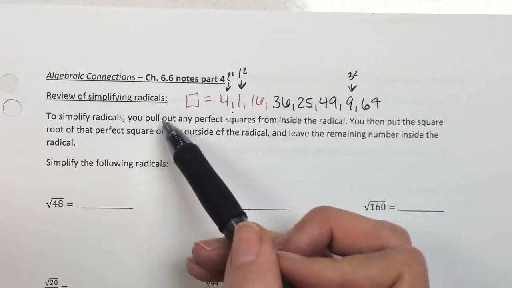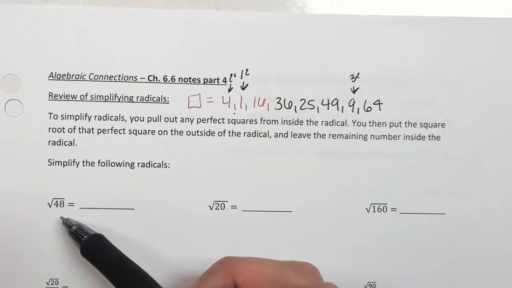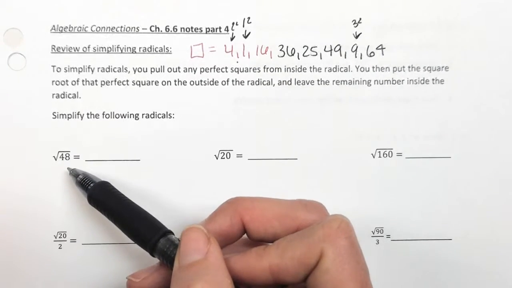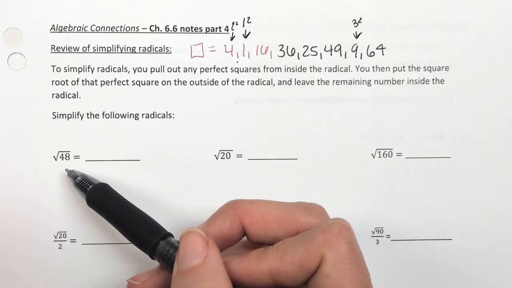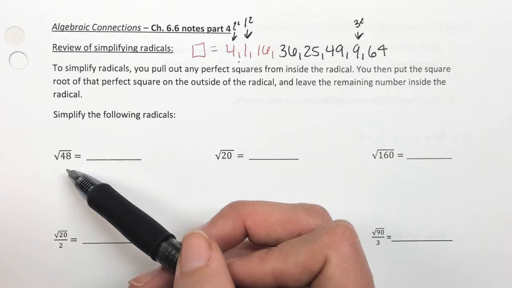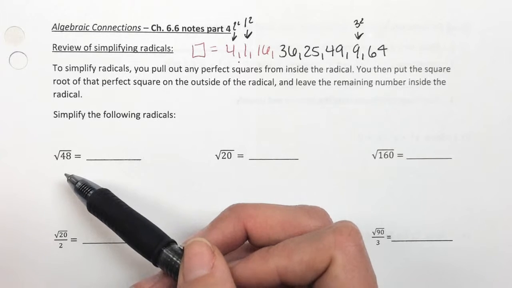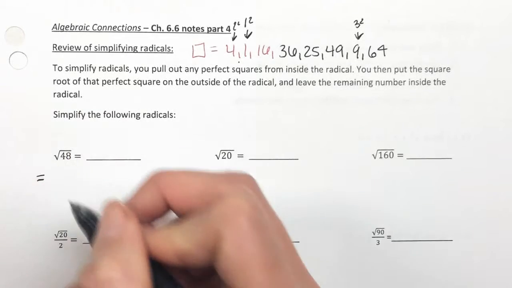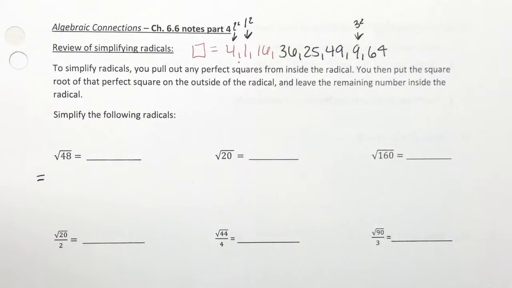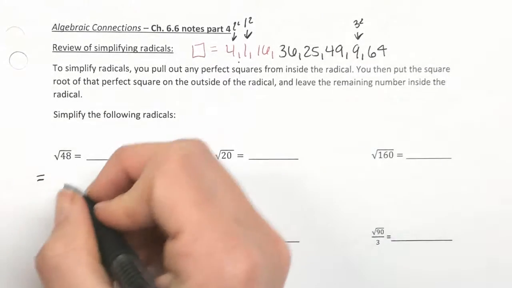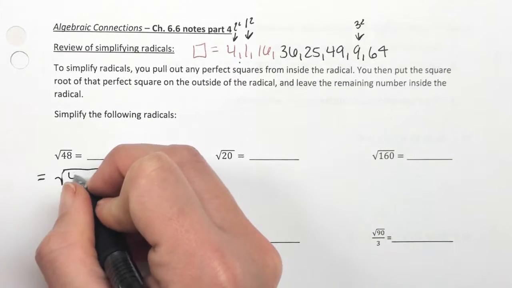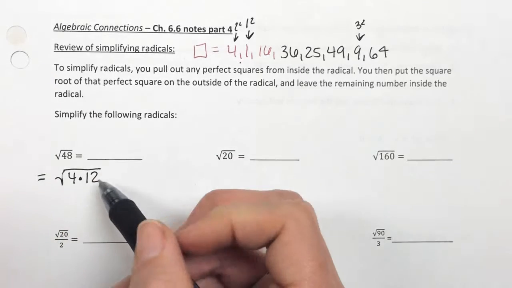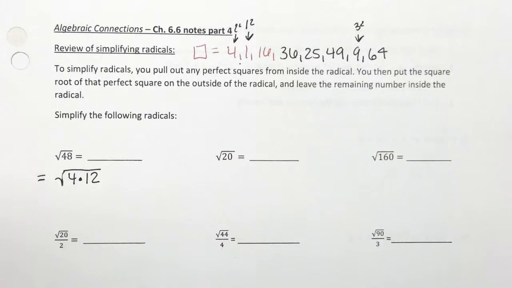Okay, when I say find or pull out any perfect squares from inside the radical, what I'm asking is, are there any perfect squares that can divide into 48 evenly? 7 and 6. Are 7 and 6 perfect squares, though? No. Alright, so what's a perfect square that can go into 48? 4. How many times? What's 48 divided by 4? 12, right? So I want you to rewrite this radical as 4 times 12, because we know 4 times 12 is 48, right? Okay. Have you already done this? We have. We're just reviewing.